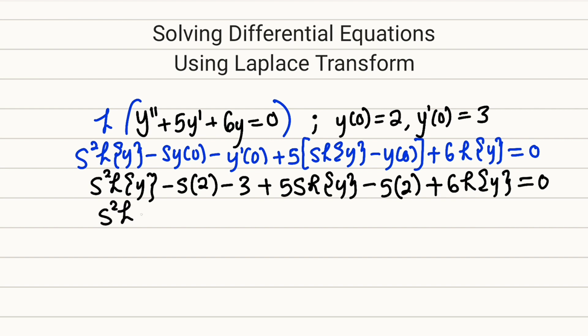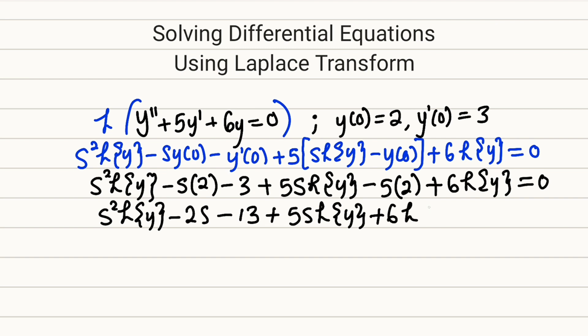Let's further simplify this. s squared multiplied by the Laplace transform of y, minus s times 2 is 2s. We have minus 3 here and we have minus 10 here. Together we have minus 13, plus 5s times the Laplace transform of y. Then the last one we have plus 6 times the Laplace transform of y. To the right hand side we still have 0.